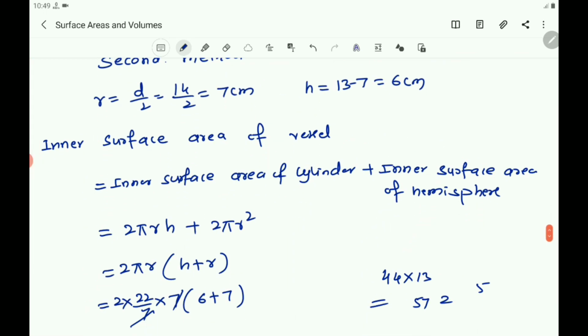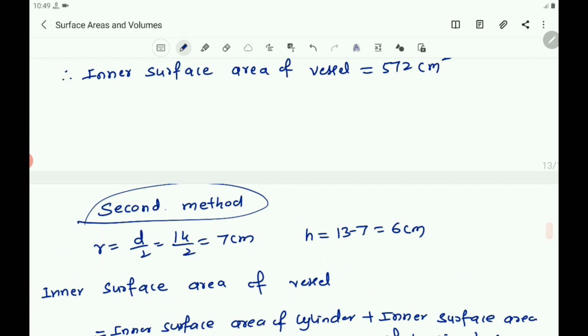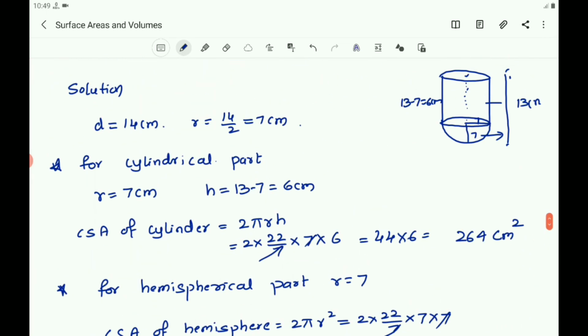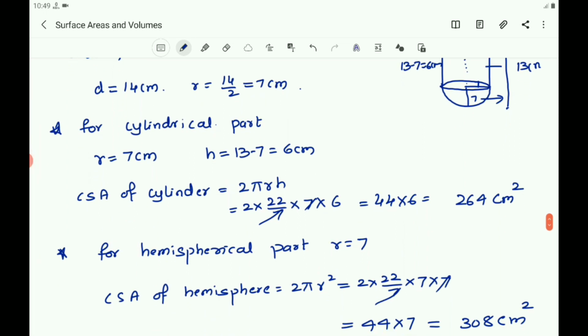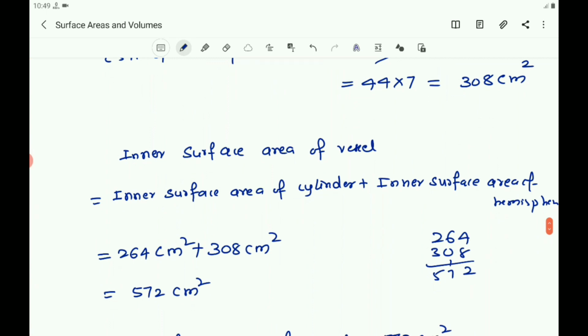Here in the second method we got it in the combined form, and in the first method you did it separately. You got the area of the cylindrical portion and the hemispherical portion separately, and after that you got the sum of the two areas.